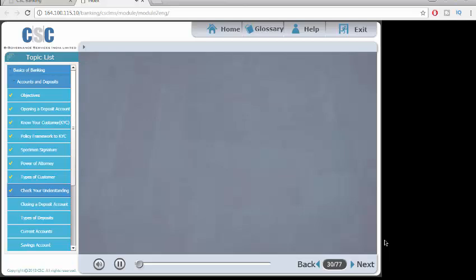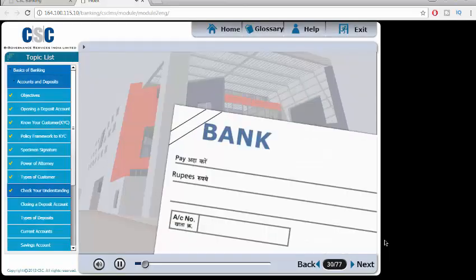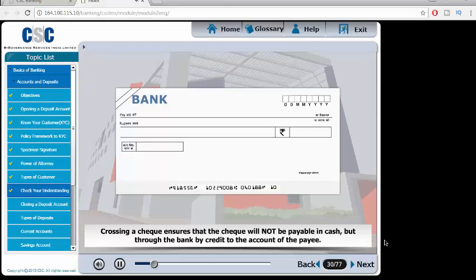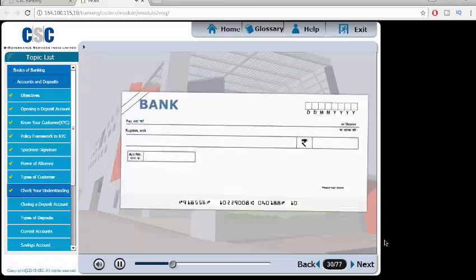We see some checks are crossed on the top left corner. Crossing a check ensures that the check will not be payable in cash, but through the bank by credit to the account of the payee. Let's look at the crossing here.